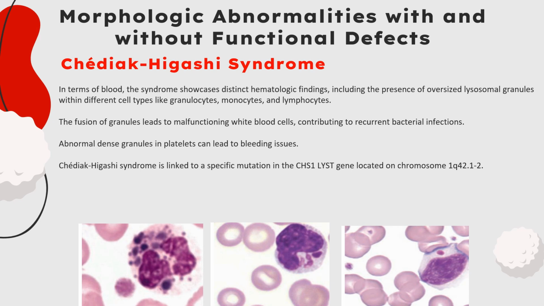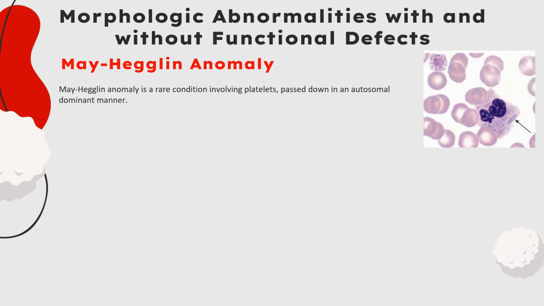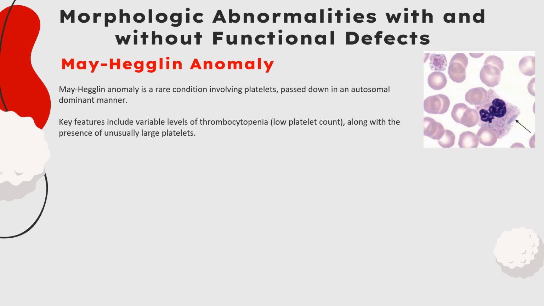Chediak-Higashi syndrome is linked to a specific mutation in the CHS1/LYST gene located on chromosome 1q42.1-2. This gene encodes a protein vital for processes like vesicle fusion or fission. May-Hegglin anomaly, a rare condition that has more to it than meets the eye. Passed down in an autosomal dominant manner, this anomaly involves platelets and presents some key features. One striking feature is the presence of unusually large platelets, along with variable levels of thrombocytopenia, or low platelet count.